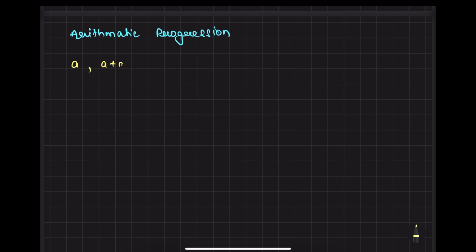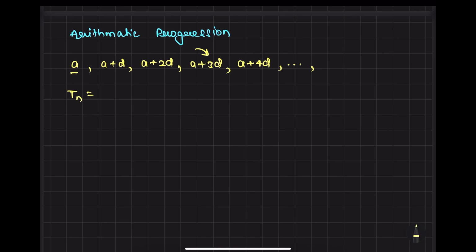So you will have A plus D. Now again the same number will be added to this, A plus 2D. Now the same number will be added to this, A plus 3D. Now the same number will be added to this to get the next element, A plus 4D. This thing will continue. Now you know that I'm calling this sequence an arithmetic progression, which means we can find the formula for the nth term. So look at this.